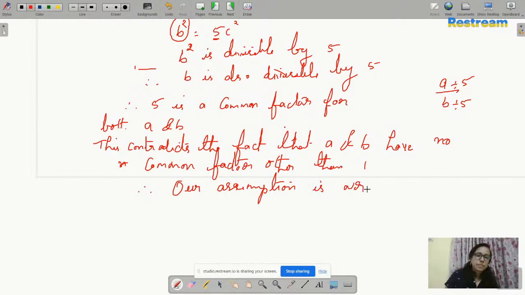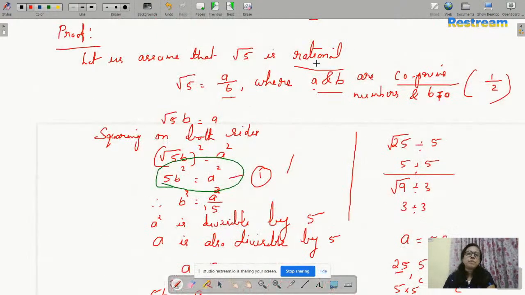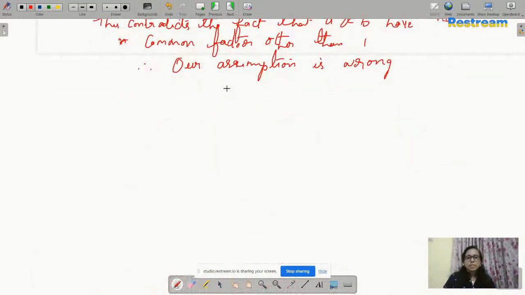Therefore, our assumption is wrong. What is our assumption? The assumption was that root 5 is rational. That is wrong now. The assumption is wrong. Root 5 is irrational.